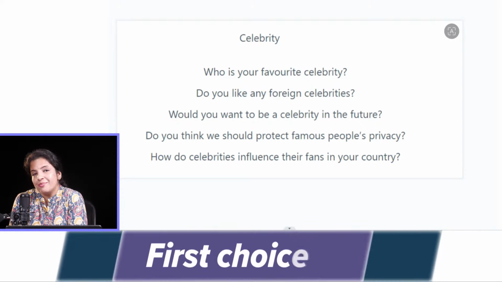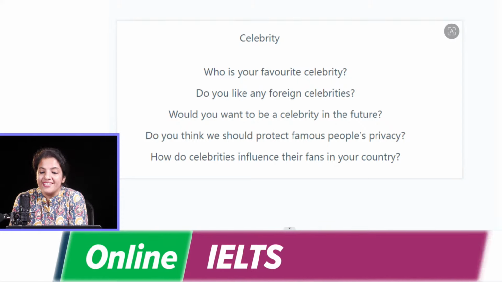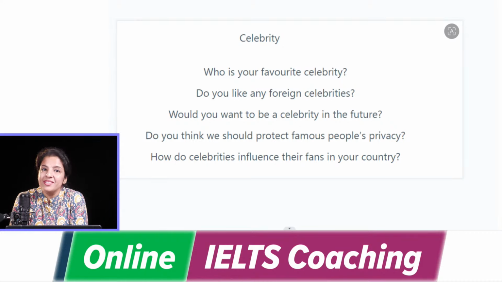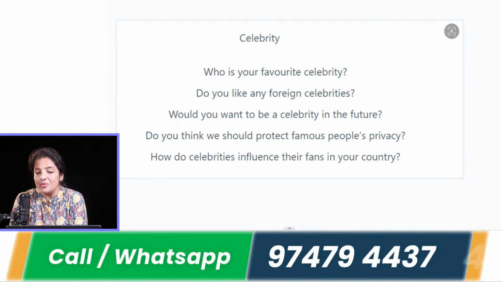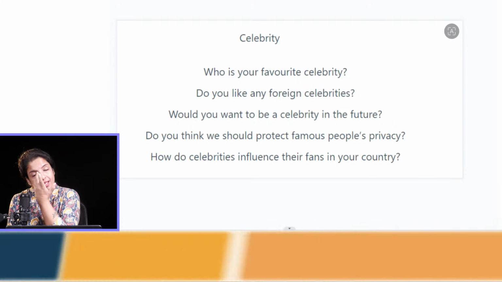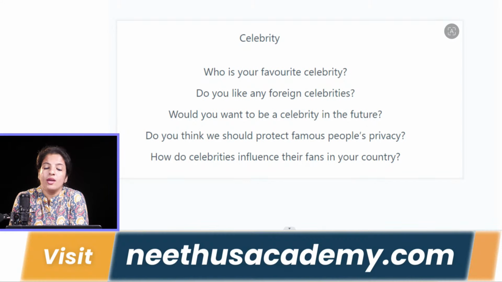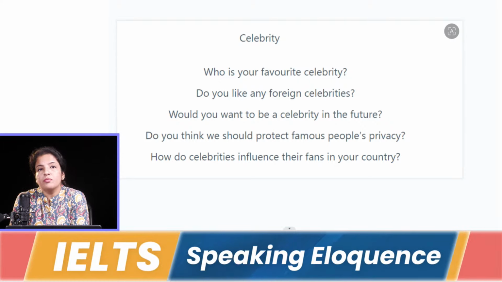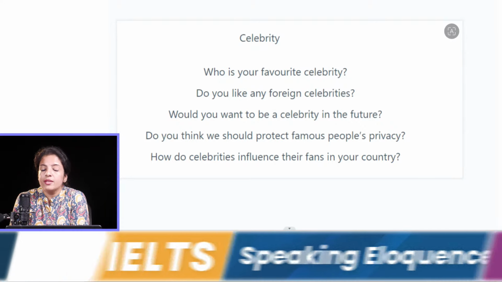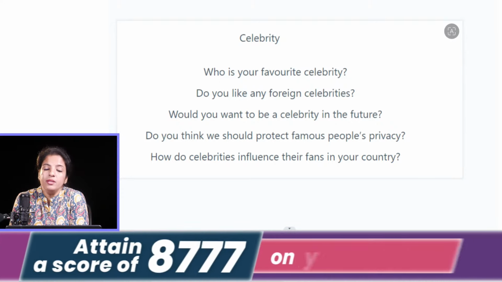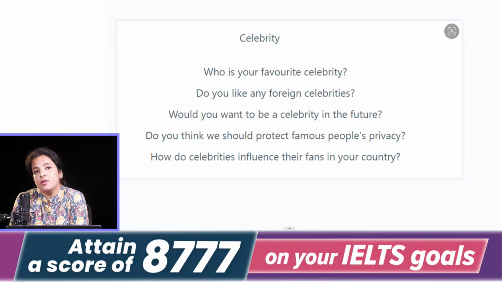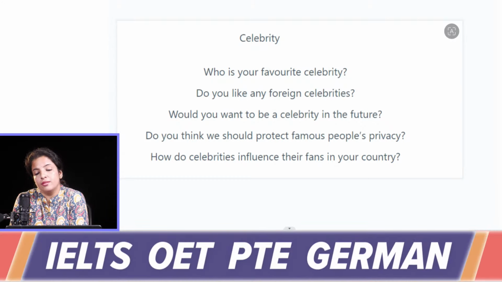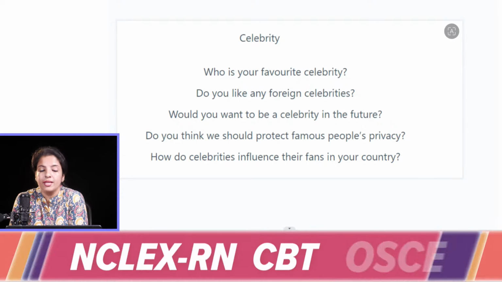Would you want to be a celebrity in the future? Okay, that's a very personal question. There are people who say yes, there are people who say no. So, would you want to be a celebrity in the future? In my case, I would say that no, I would not want to be a public figure because I value my privacy a lot more. My privacy is important to me, and I like to lead a simple, humble life. So, I would not want to be in the limelight.